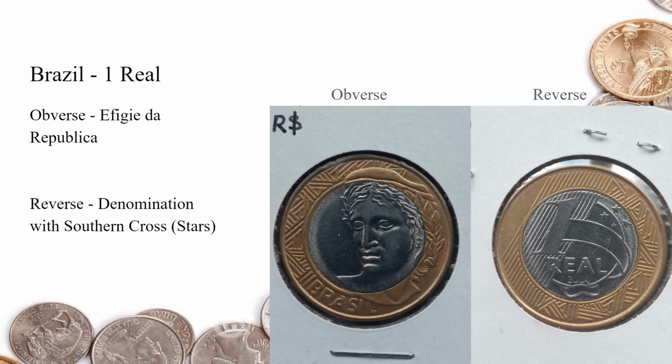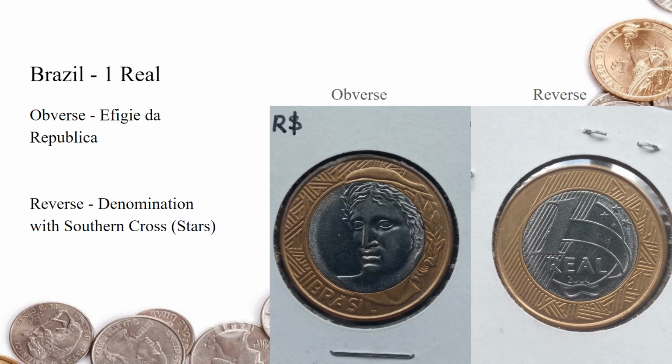Next, we have another coin from Brazil, 1 real. The obverse is the Effigie da República, which is basically a national personification of the Republic of Brazil. Very similar to the Columbia for the United States or Britannia for Britain. It's very similar in idea. The reverse is rather plain as well.